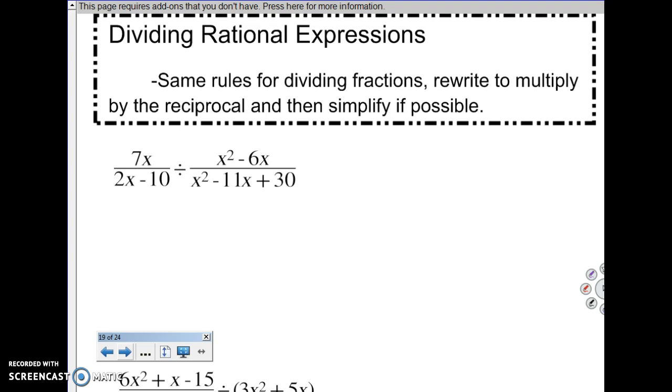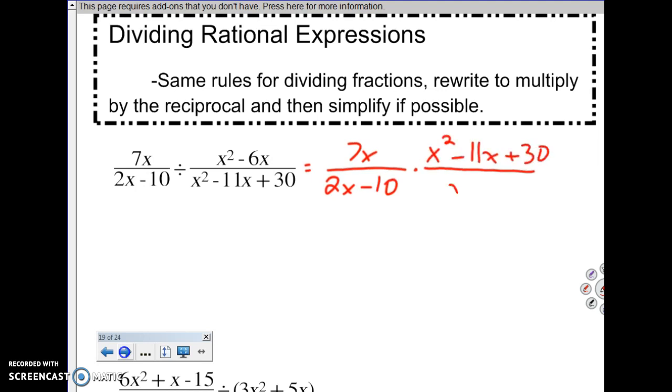It's going to be the same rules as if you didn't have expressions, which is keep, change, flip, if you've heard it that way. I don't really like saying it like that. I like to say multiplying by the reciprocal. That's the way I was taught. Okay, so I've changed the division to multiplication, and I took the reciprocal of the second thing.